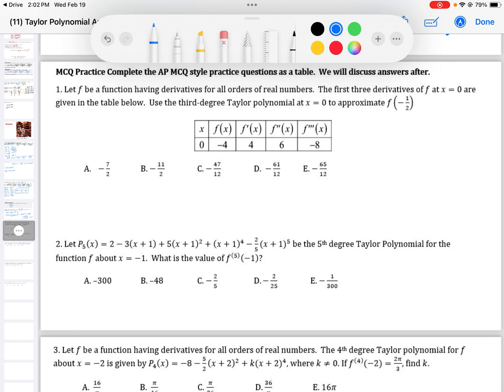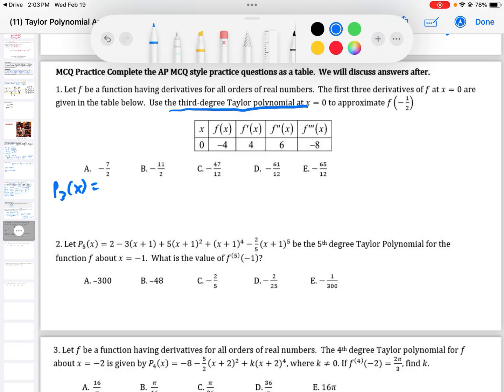Okay, let f be a function having derivatives for all orders of real numbers. The first 3 derivatives of f at x equals 0 are given in the table. Use the third degree Taylor polynomial around x equals 0 to approximate the value of f of negative 1/2. So, what does that mean we need to do? Use the third degree Taylor polynomial. So I'm going to build the third degree Taylor polynomial.